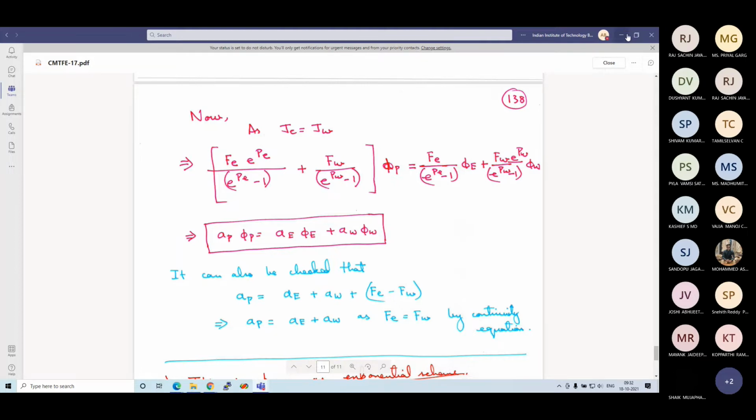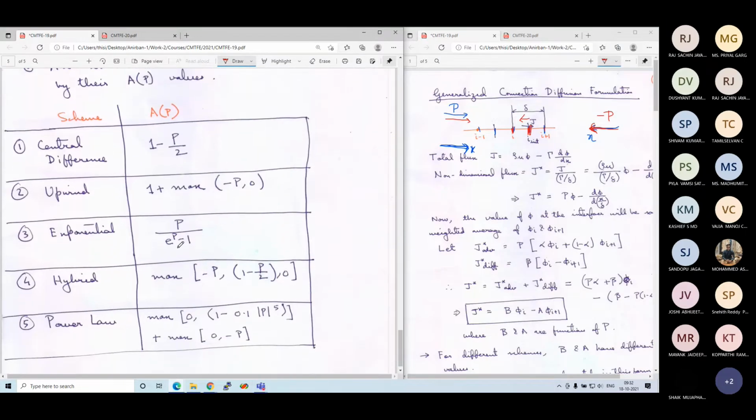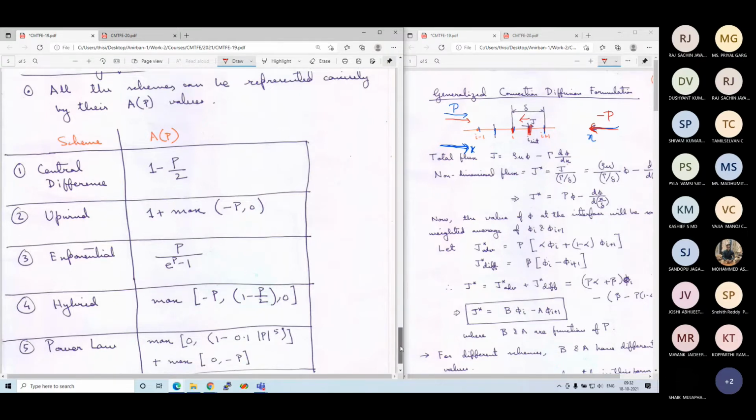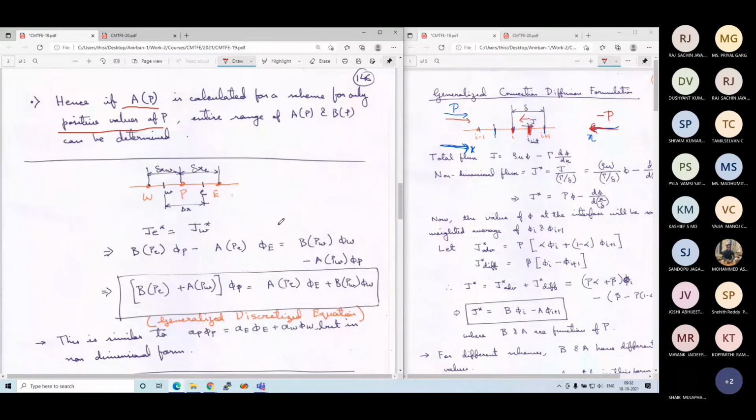If we just know what A of P is for the exponential scheme, which we will see later in this table, that for the exponential scheme A of P is P by e to the power P minus 1, we will be able to find out all the coefficients, and the entire scheme we will be able to use just by that. So in the program we can write a general program, and if the program tells that we have to use the exponential scheme, we can just replace A by this and the entire thing will be calculated. I will show you with an example.